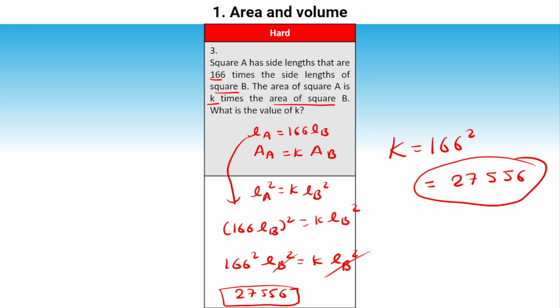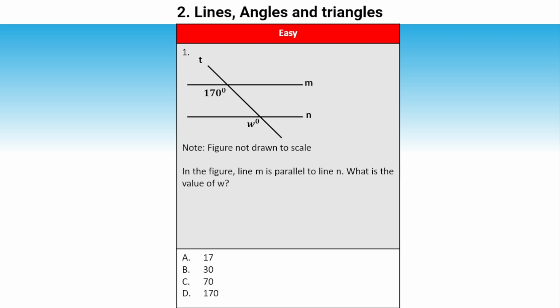So let's move to the next one, that is lines, angles and triangles. Okay, in the figure line M is parallel to line N. What is the value of W? So this lies inside the parallel lines, this lies outside, right? So these are corresponding angles. So W equals 170 degrees. That's the corresponding angle.